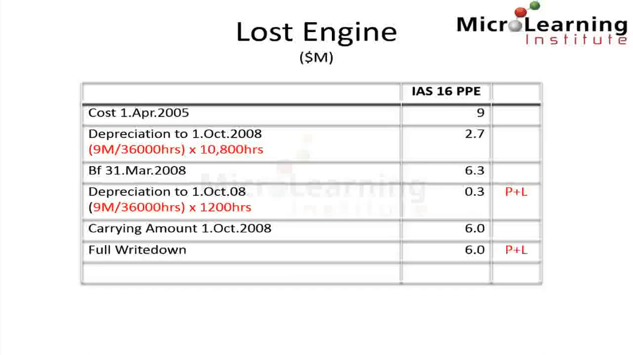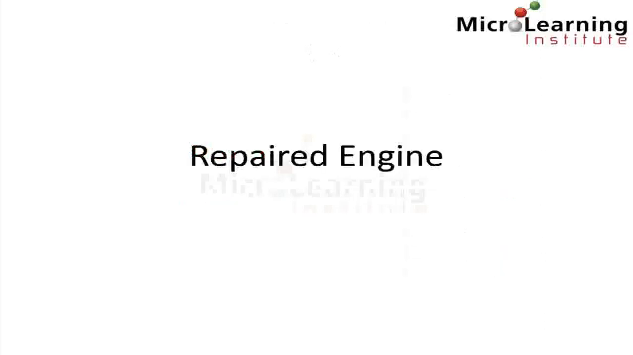As the engine was damaged beyond repair, we recognise a full write-down of the full amount of $6 million to the profit and loss and zero balance in relation to this engine on the balance sheet at year end. Next, let's consider the repaired engine.